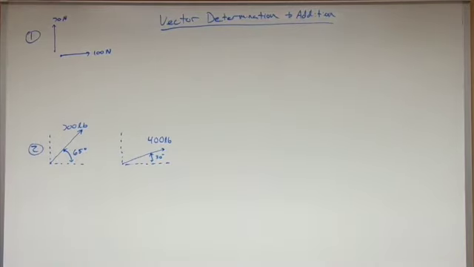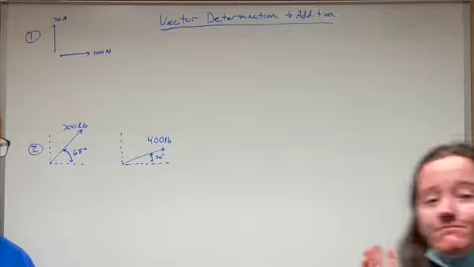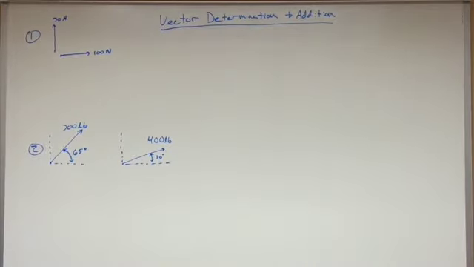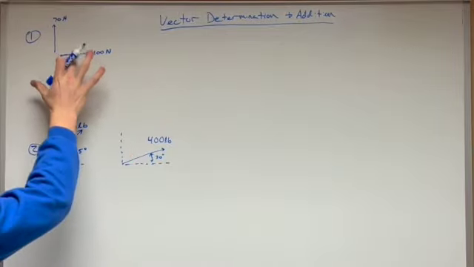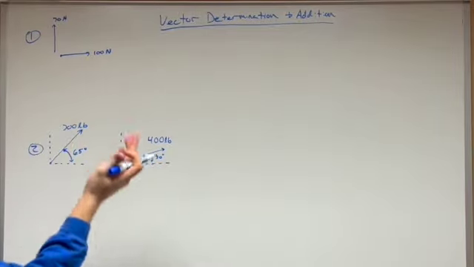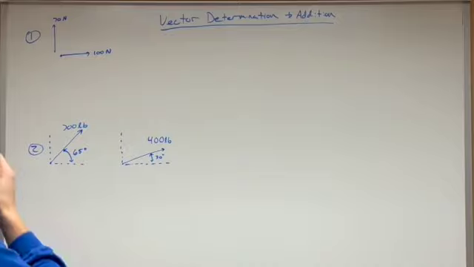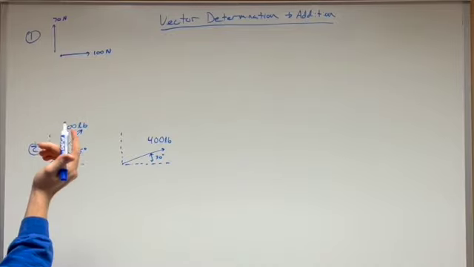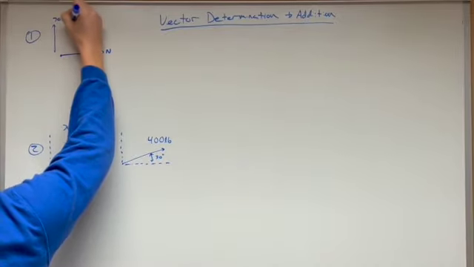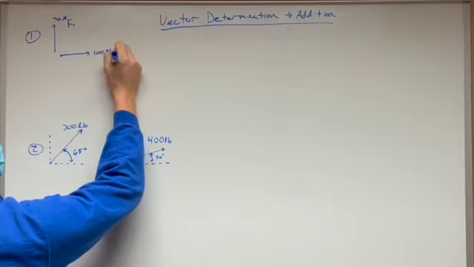Okay, so today I am teaching Danny vector determination and addition. We're going to do two problems. So the top one here, we're going to add these two forces that are pulling in different directions. We'll call this one F1, this one F2.